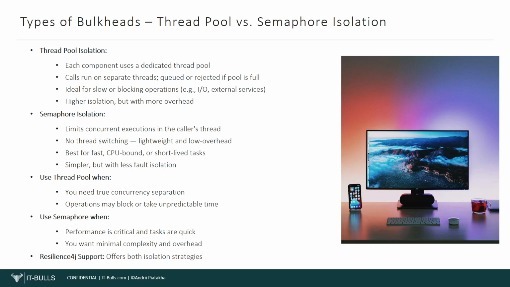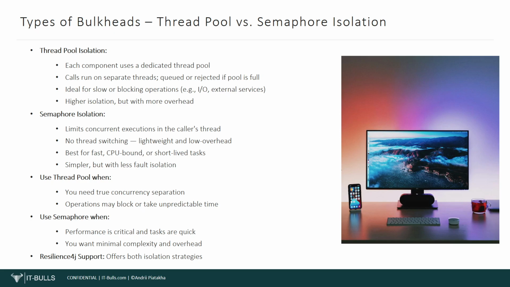Thread pool isolation is perhaps the more heavyweight of the two, but also more robust in certain situations. In this model, each protected component gets its own dedicated thread pool. So when a call is made, it's handed off to a separate thread from that pool. If the pool is full, meaning all threads are busy, then new calls are queued or rejected depending on the configuration. The key advantage here is that it provides true concurrency isolation. Even if one service starts to lag or block, it won't tie up the threads used by others.